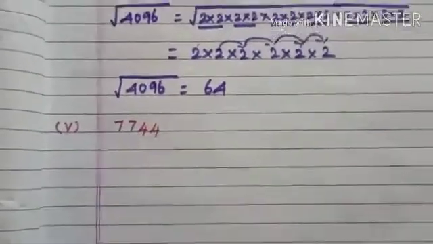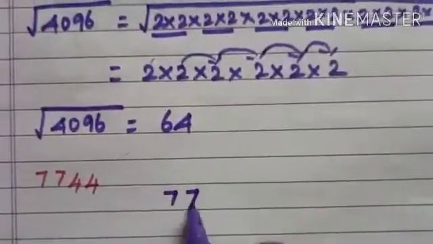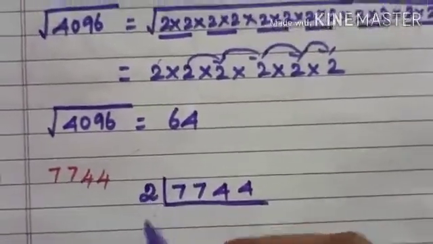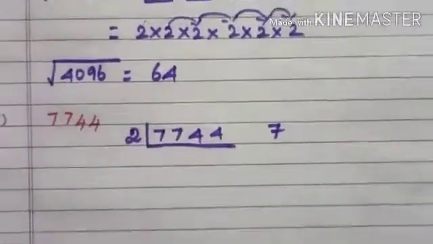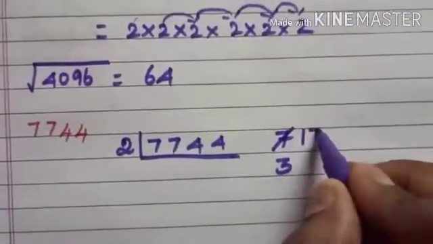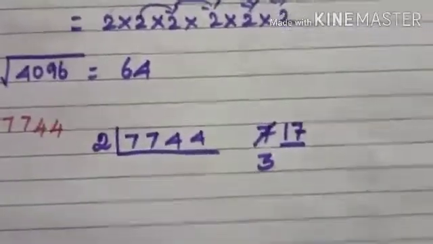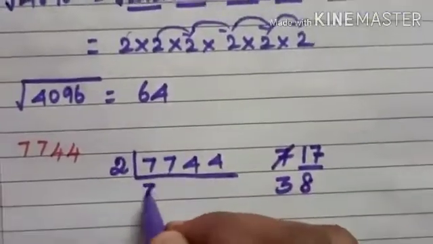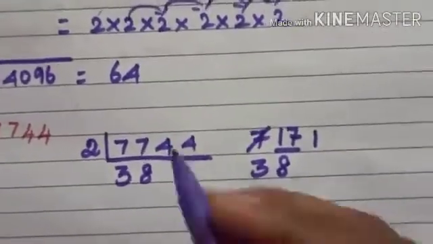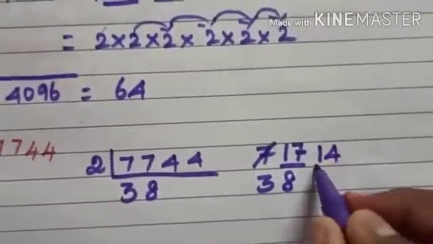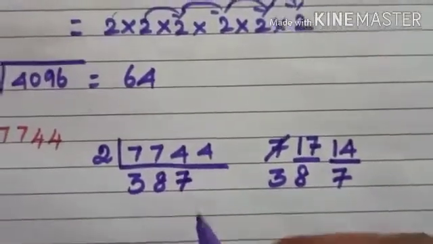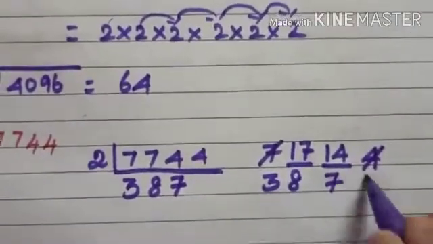Now, next, fifth question. 7744. You take 7. How many times? 3 times. Remaining 1. So now here 1 7, so it becomes 17. 17 means how many times? 8 times. Remaining 1, because 16 only we get. So already here 4, so now it becomes 14. How many times? 7 times. Next 4. How many times? 2 times.